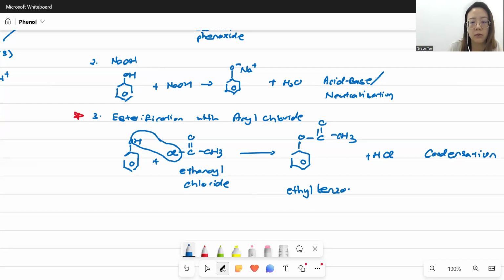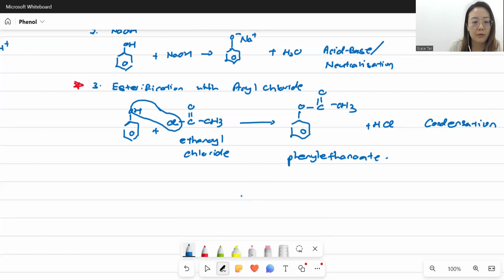Benzoate. Oh no, the other way around. Sorry, my bad. It's called phenyl ethanoate. My bad. Okay, right? So phenol can only be esterified with acyl chloride.